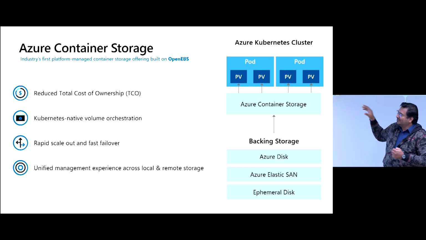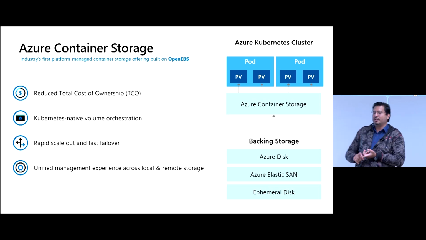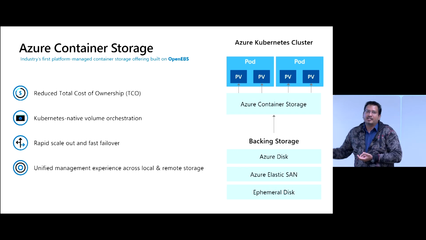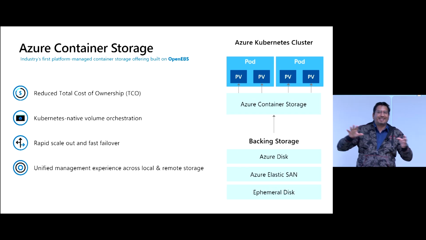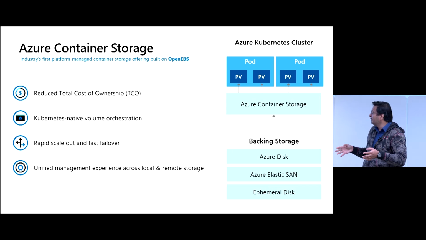So the key benefit that you get with ACS is that we improve your storage utilization, thereby it results in lower total cost of operation. It's a Kubernetes native volume orchestration, which means it's not something external that you have to deal with. It's part of the Kubernetes ecosystem. You don't have to deal with multiple control planes.